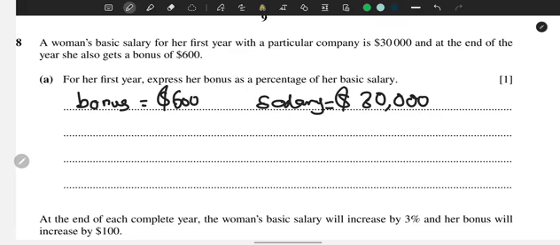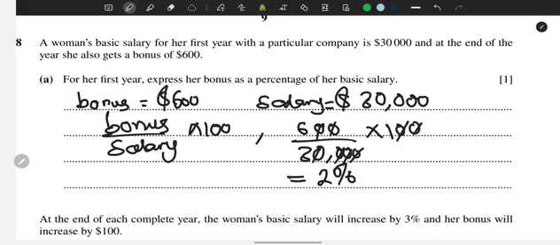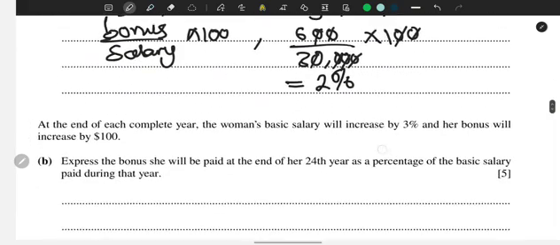Okay, so to express the bonus in terms of percentage, that should be bonus over salary, then multiplied by 100. Where bonus is 600 and salary is 30,000, then times 100. So if you do the calculation, this take this, this take this, so you have 6 over 3, that would be 2. So that's 2%. So that 600 now is 2% of the woman's basic salary. All right, so moving to the next one.